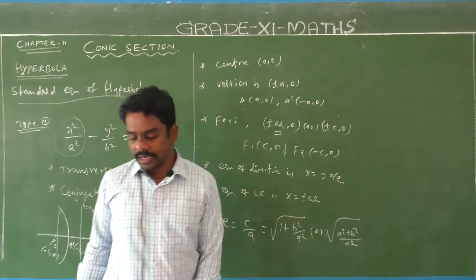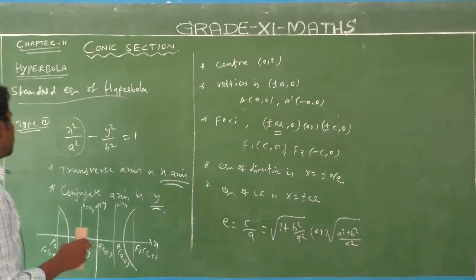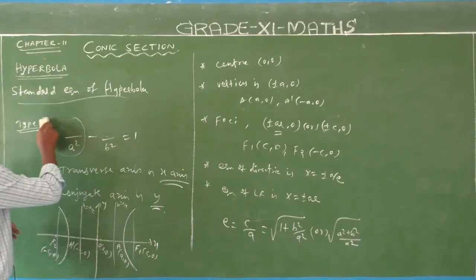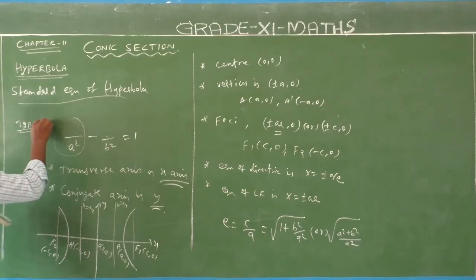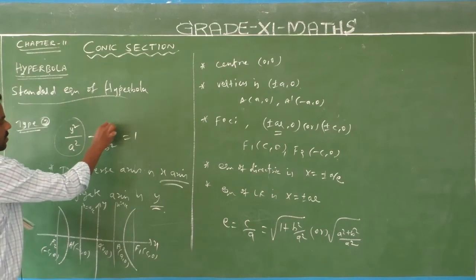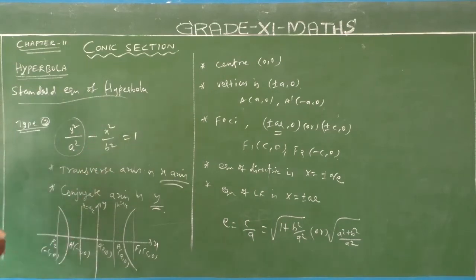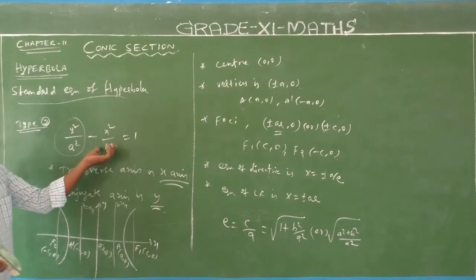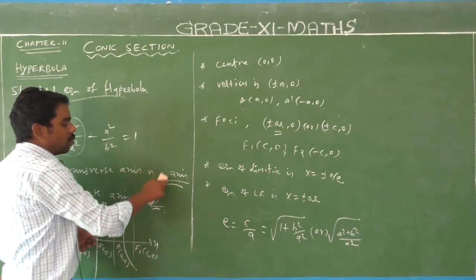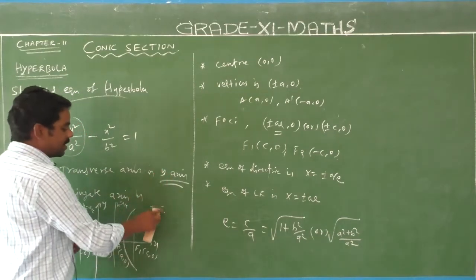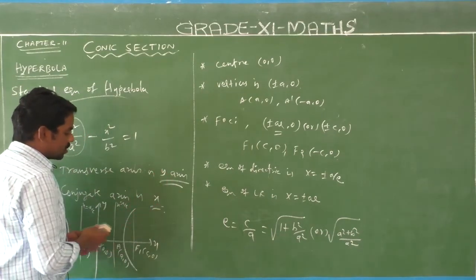Okay, right. Next, type 2 hyperbola: y squared by a squared minus x squared by b squared. Here the coefficient of y squared is positive and the coefficient of x squared is negative. Therefore, the transverse axis is the y-axis and the conjugate axis is the x-axis.